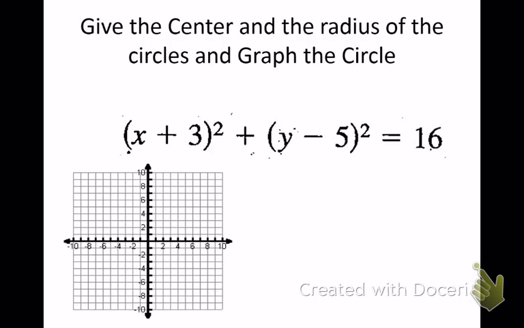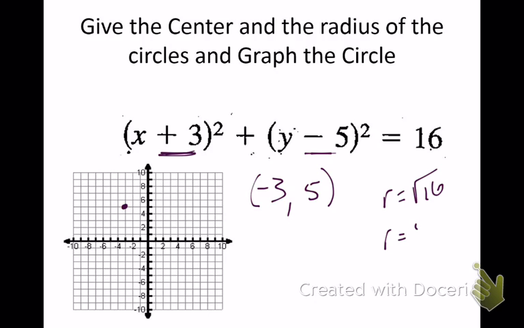Well, the center is going to be, and again, you change the sign from the equation to the coordinate, or the coordinate to the equation. So since this is positive 3, I change that sign to a negative 3. And since this is negative 5, I change that sign to a positive 5. And that's the center. That's the coordinates for your center. So you go to negative 3, 5, which is right here. And then the radius is going to be the square root of that 16, because remember that the equation is equal to the radius squared. So the radius is equal to, here, 4.